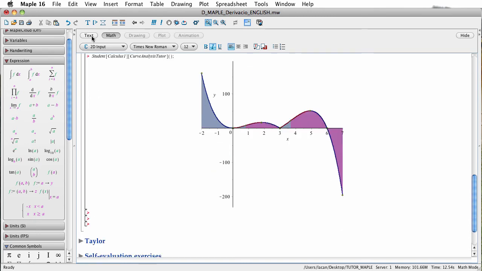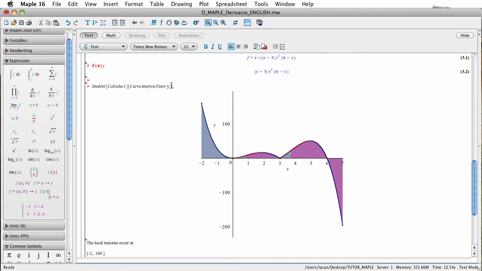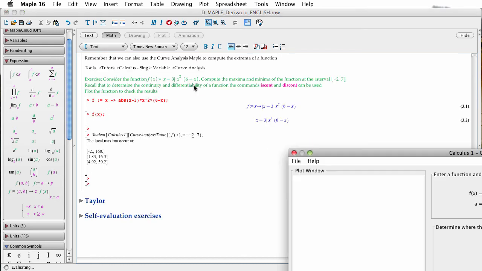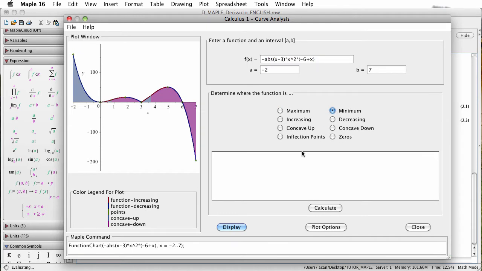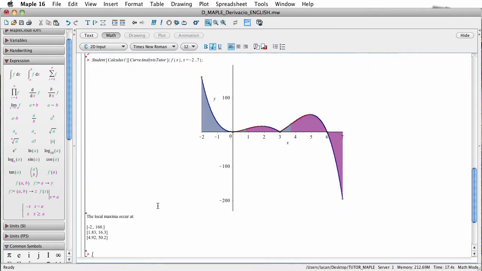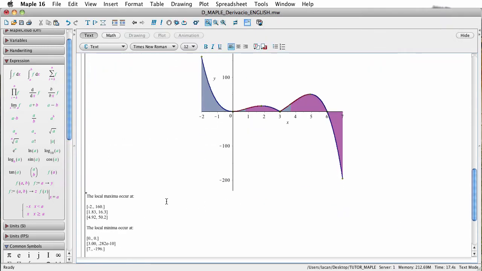I'm going to use text, well, Control T, and I'm going to place the maxima. And in order to enter the tutorial without having to type it again, I'm going to just put that we are going to study f of x between minus 2 and 7. This way I don't have to put it again. Now I'm going to put minima. Calculate. I'm going to copy the minima below. So this is the fastest way to compute maxima and minima, the extrema.